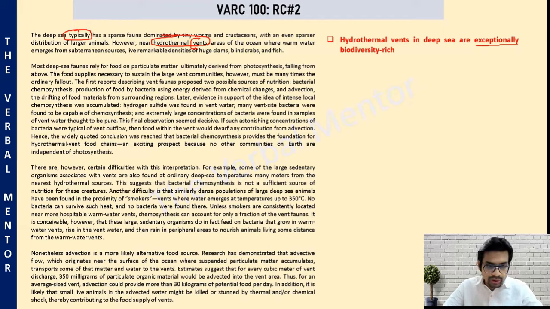The first reports describing vent faunas proposed two possible sources of nutrition. So there are two possible sources of food: bacterial chemosynthesis, production of food by bacteria using energy derived from chemical changes, and second source, advection, the drifting of food material from surrounding regions. Okay, so animals residing in the hydrothermal vent regions obtain their food either from bacterial chemosynthesis or through advection. Advection means the food material gets pulled in towards these vent creatures. Okay.